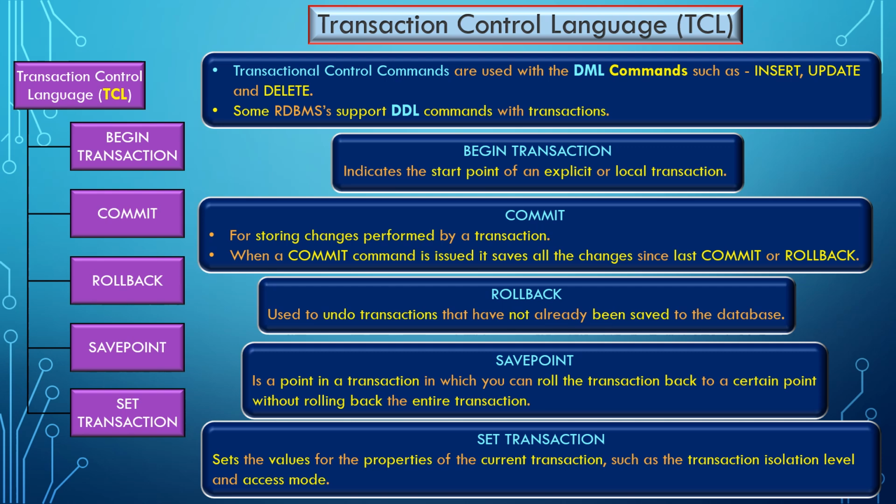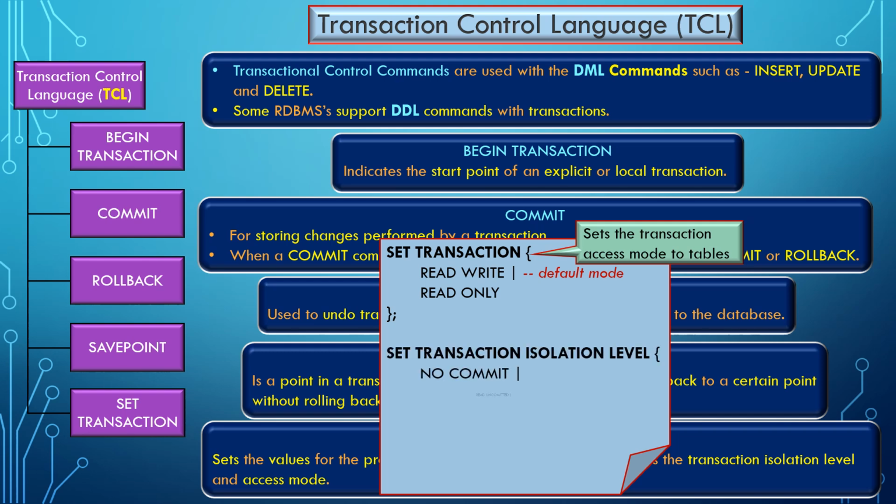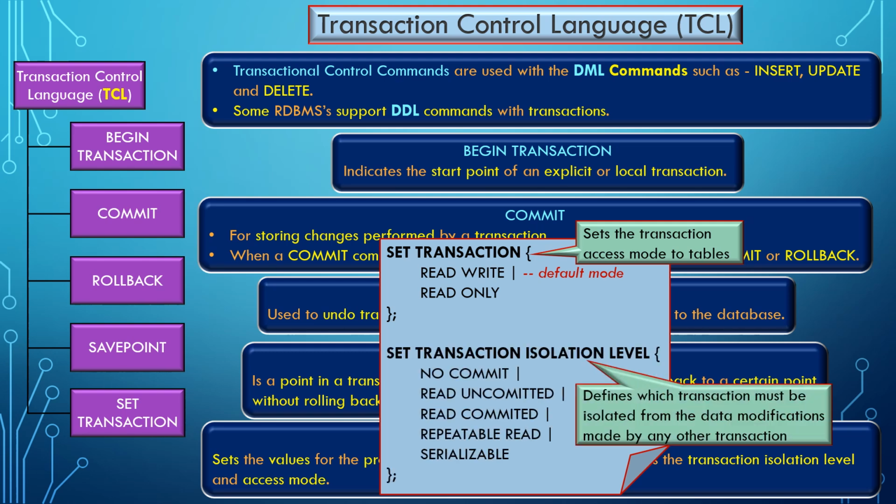Set transaction sets the values for the properties of the current transaction, such as the transaction isolation level and access mode. Set transaction will set the transaction access mode for the tables. Set transaction isolation level defines which transaction must be isolated from the data modifications made by any other transactions.